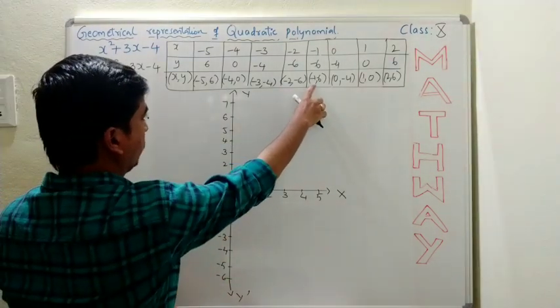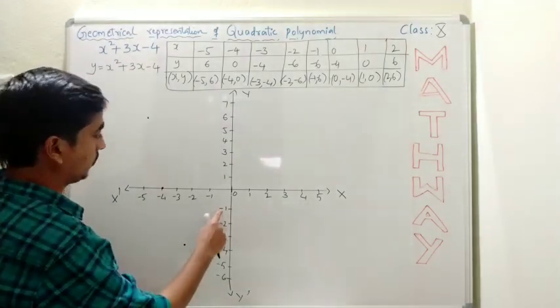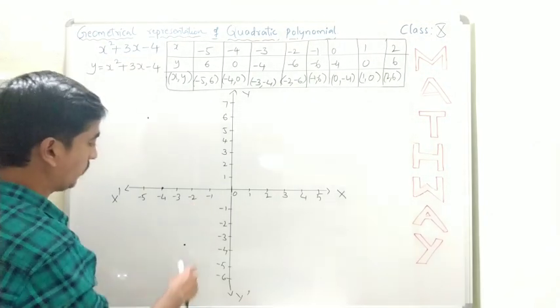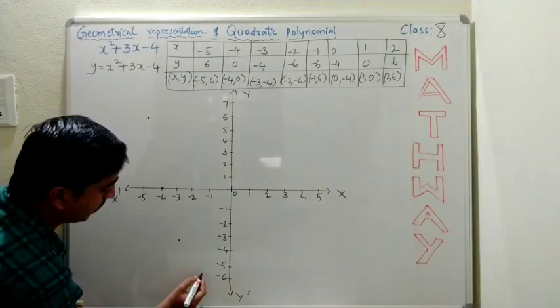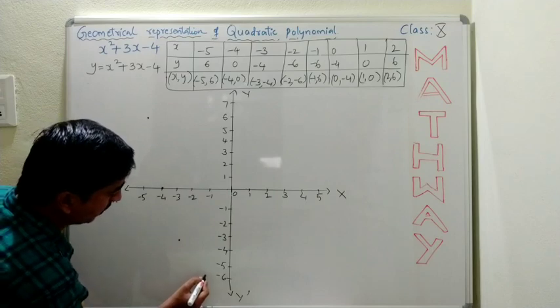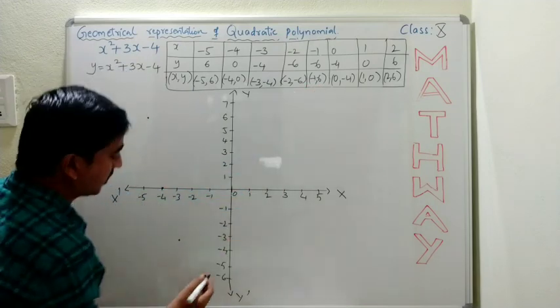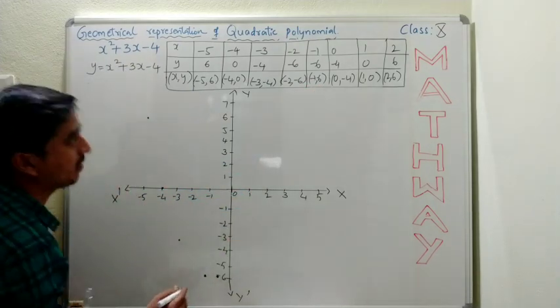Next point is minus 1 comma minus 6. Sorry, minus 2 comma minus 6. So it is minus 2 and minus 6. So let us take this forward. Minus 2 comma minus 6, so here we get it. Then minus 1 comma minus 6. At this point we get minus 1 comma minus 6.